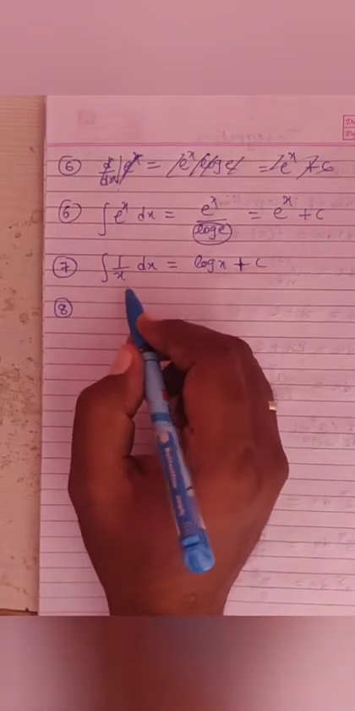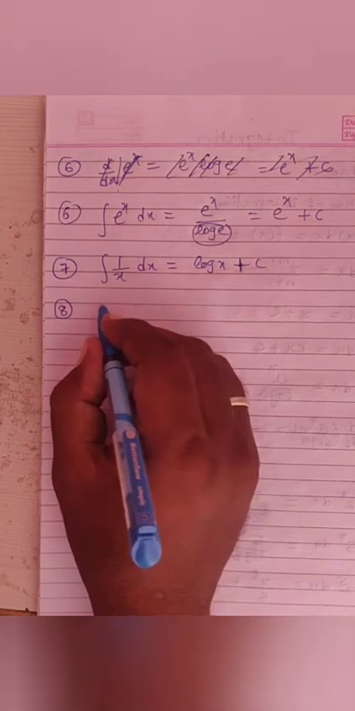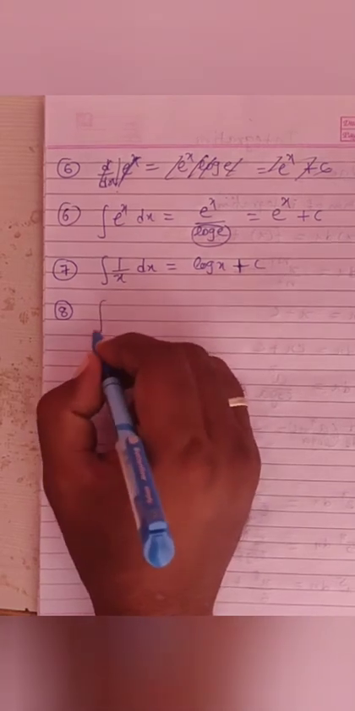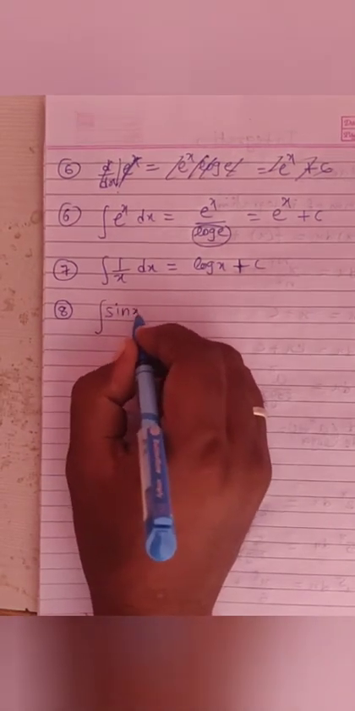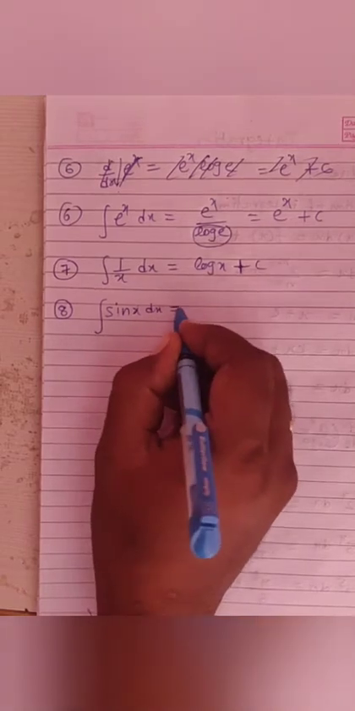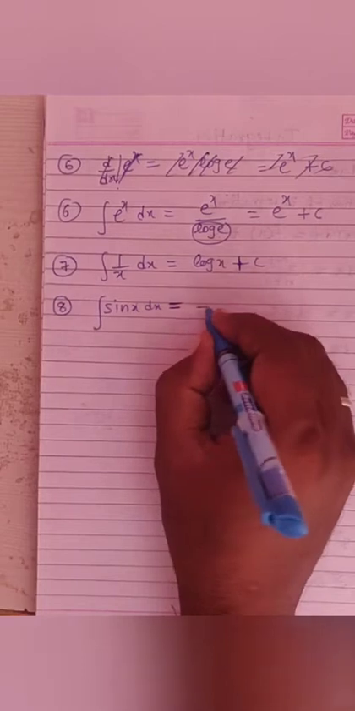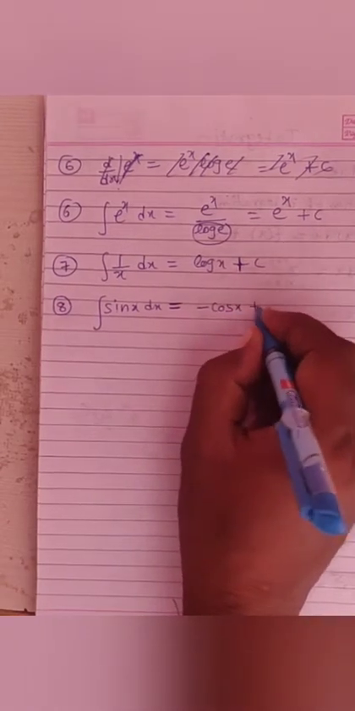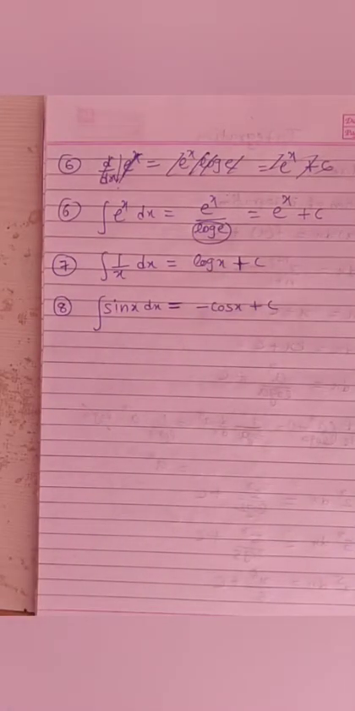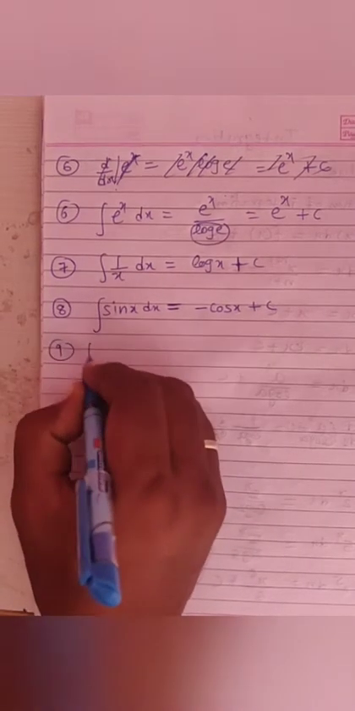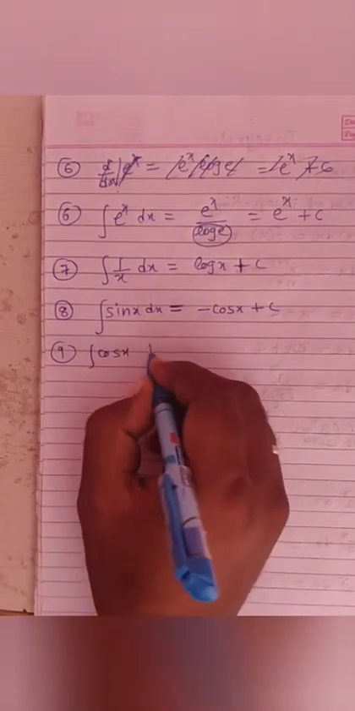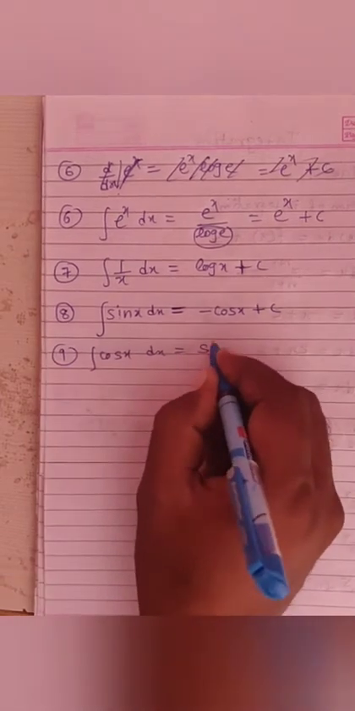These are the algebraic formulae. Now, integration of sin x. Trigonometry part is there only for science, not for commerce. Integration of sin x is minus of cos x plus c. Next, integration of cos x is sin x plus c.